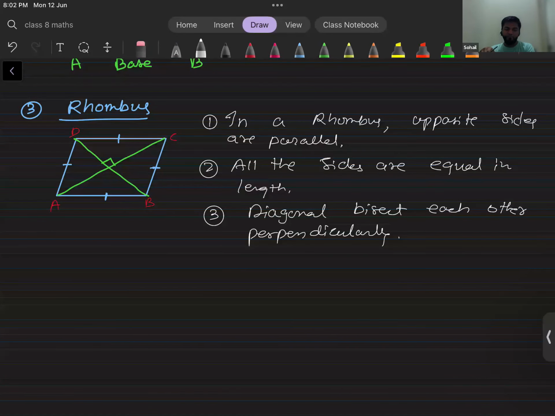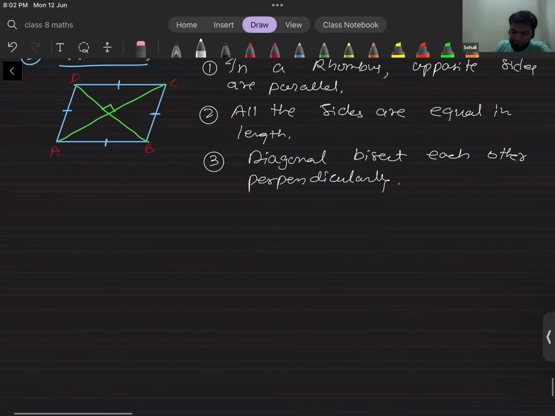Sir, they are parallel. Their opposite sides are parallel. And all sides are equal in length, and the diagonals bisect each other perpendicularly. Okay, very good. So that is it about rhombus.